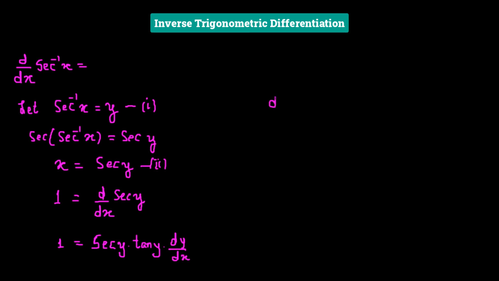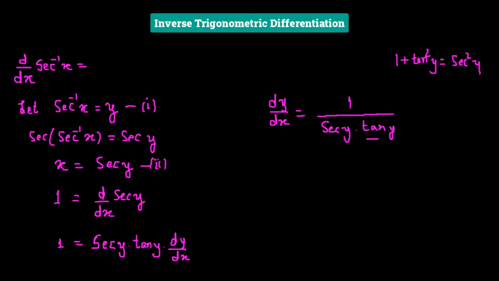So rearranging, writing in terms of dy over dx, we are going to get 1 divided by secant of y times tangent of y. Now here, if we look at equation number 2, we have secant of y, so that can be replaced by x. But here we also have tangent of y in the product, so we will be converting tangent of y to secant of y by using the identity that 1 plus tangent squared y equals secant squared y.